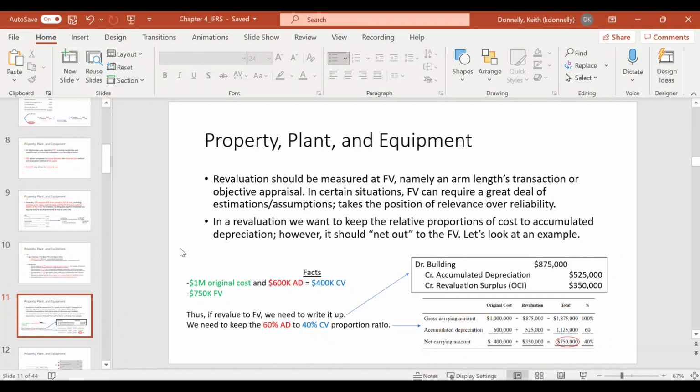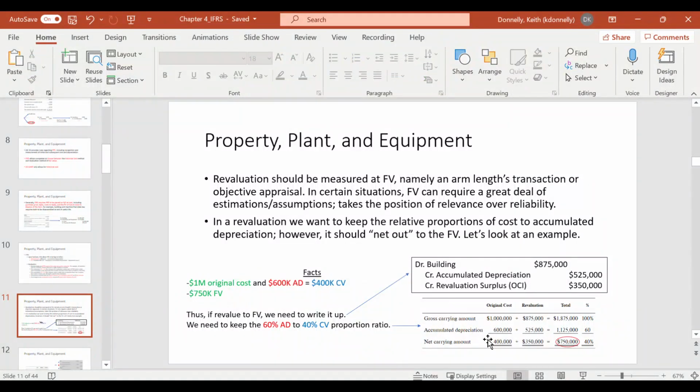Now, what you don't do in this case is just put it on there for 750. You do ultimately arrive at that, but in arriving at it, you have to maintain the relative proportions of cost to accumulated depreciation. So here's where we are, here's where we want to be.